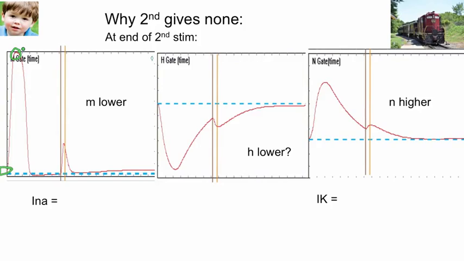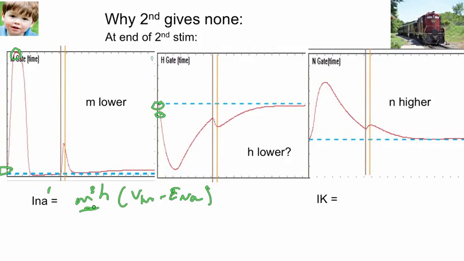Variable H starts off pretty high, and although it falls rapidly, it's still pretty high at the end of the stimulus. So I_Na for the first stimulation is M cubed H times (Vm minus E_Na). M cubed H is pretty good.